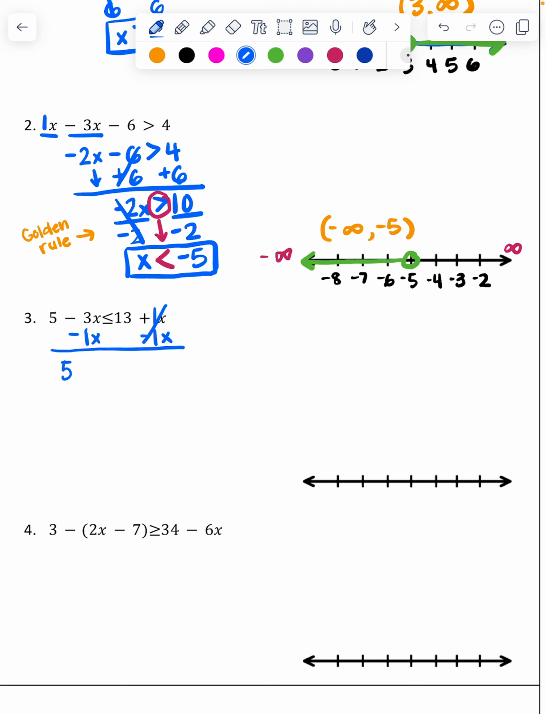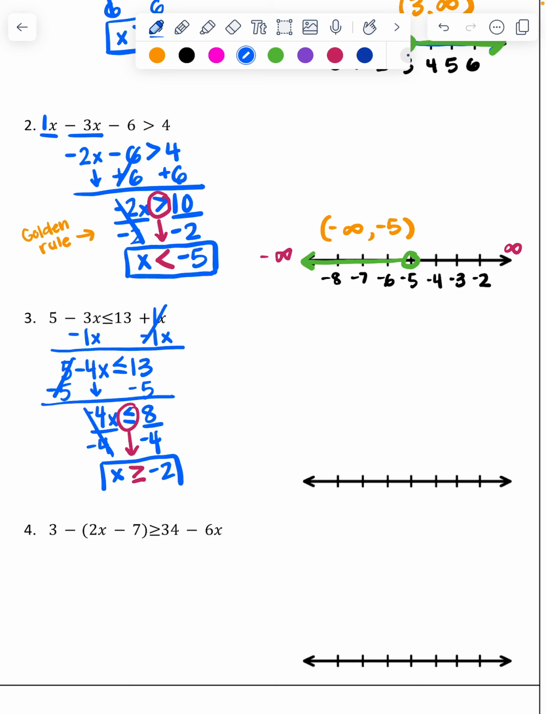So this becomes 5 minus 4x is less than or equal to 13. Subtract 5. Now I have negative 4x is less than or equal to 8. Divide by negative 4. Here again, I divided by a negative number. I have to flip my inequality. So this is going to become greater than or equal to. X is greater than or equal to negative 2.